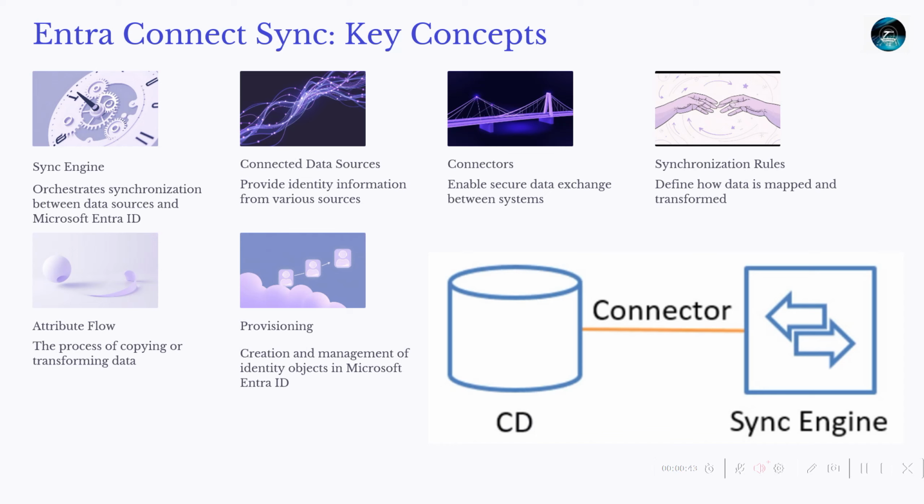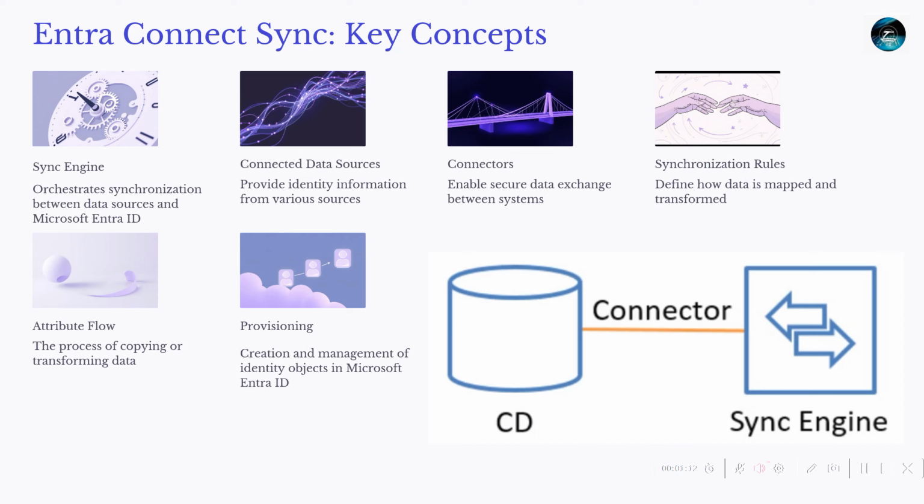The sync engine takes information from your on-premises Active Directory, AD, and translates it into a format that Microsoft Entra ID can understand. It then sends this translated information to Entra ID, ensuring that both systems have the same data. This way, your users, groups, and other important information are always up to date and consistent across both environments.